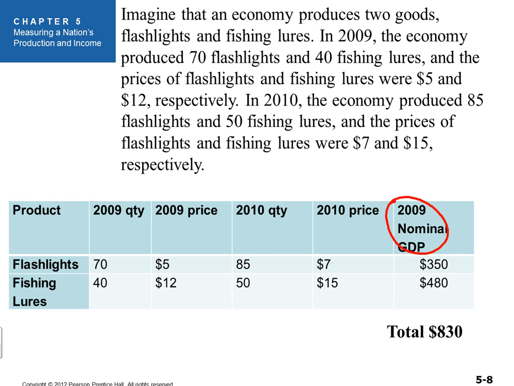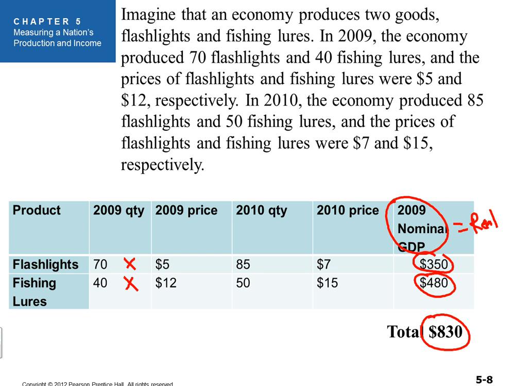2009 nominal GDP is calculated by taking the production of flashlights, 70 times 5, which is equal to 350, and then adding that to 40 times 12, for a quantity of 40 fishing lures times the price of 12, which is $480, which totals up to be $830. So what this says is that in 2009, our nominal GDP was $830. Now, if we use 2009 dollars as our base year, then nominal and real are going to be the same.